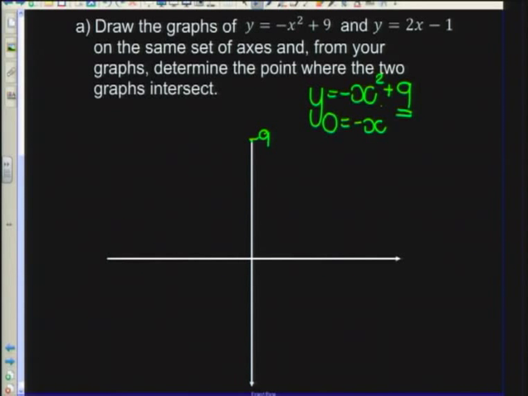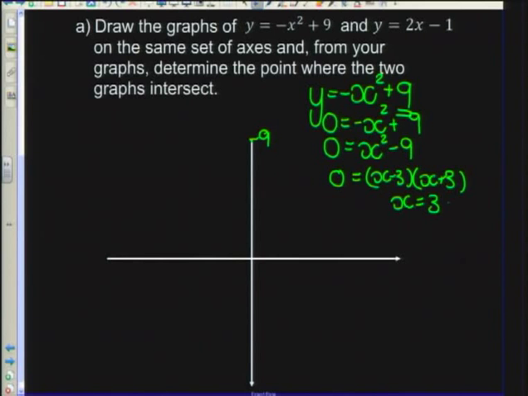So I'm going to say negative x squared plus 9 equals 0. I'm going to get rid of the negative, which makes it positive x squared minus 9. And I'm going to factorize. So we get x minus 3, x plus 3. And that gives me 2 x-intercepts, one being positive 3 and the other being negative 3. So on my graph, I'm going to put a positive 3 and I'm going to put a negative 3.